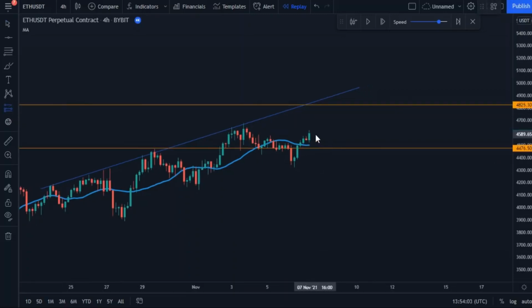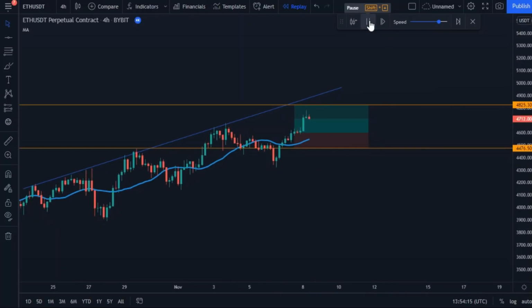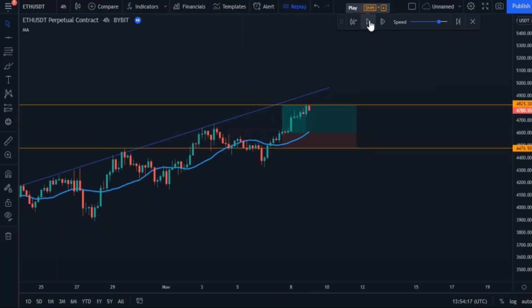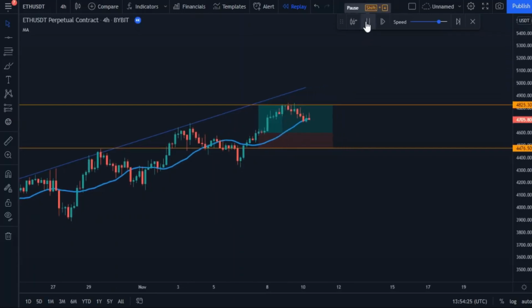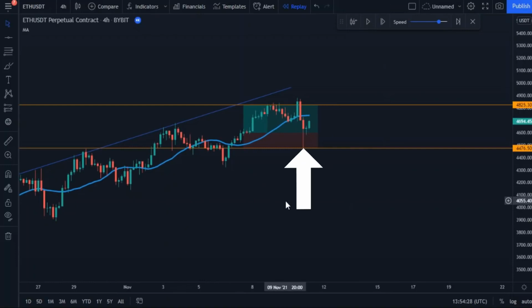Finally, let's put the stop loss and take the profit orders, and let's play the chart. As you can see, here, we took the profit. And also the stop loss was in a good position.